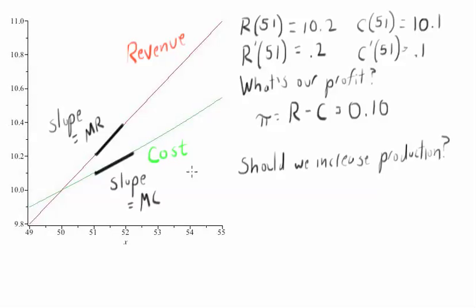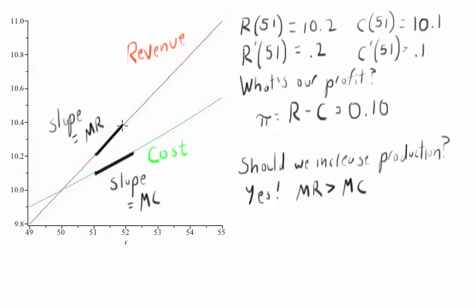So note what's happening here. The answer to this question is definitely yes. We want to produce more stuff moving up from 51 because our marginal revenue is greater than our marginal cost. In other words, by making one more unit, yes, it will cost us more money, but we will gain even more money in revenue.